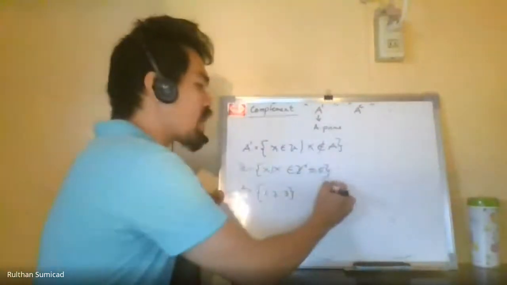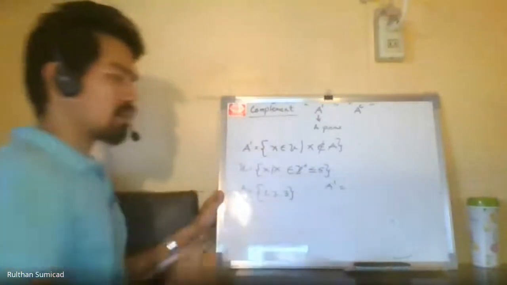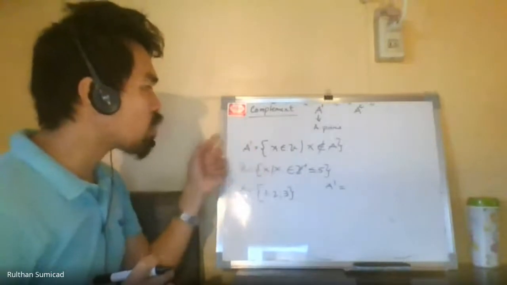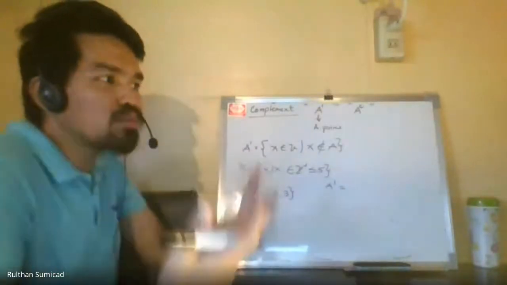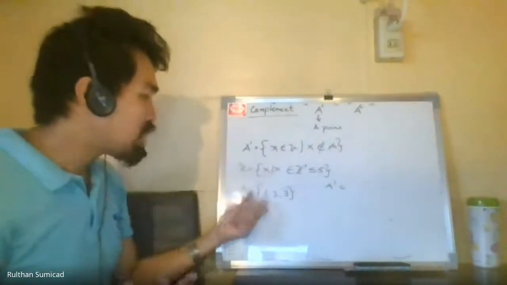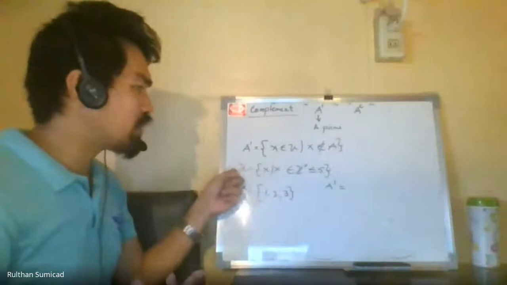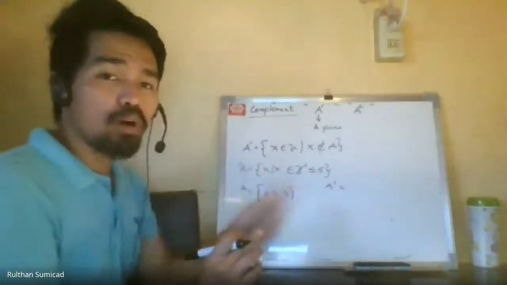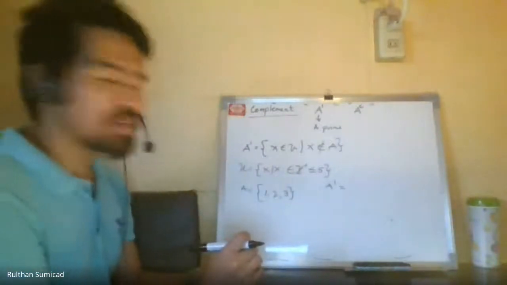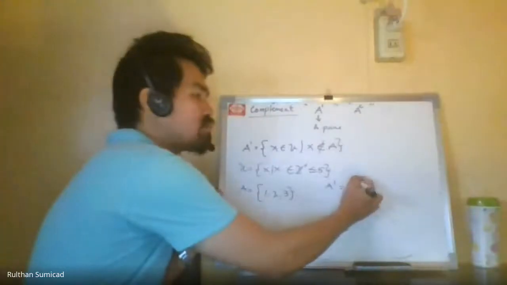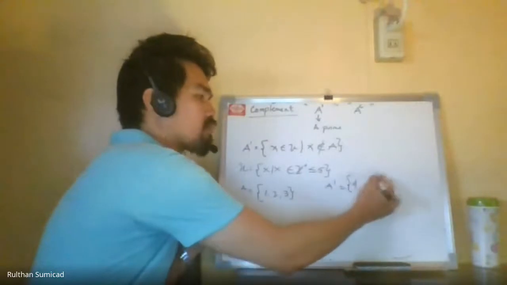Now, if you're asked what is A prime, according to this description, when you're talking about A complement or A prime, it refers to the elements found in the universe that are not found in A. So if our A here is 1, 2, 3, and our universe is Z plus less than or equal to 5, then what is our A complement? Who can give me the answer? 4, 5, sir. 4, 5. Okay, our answer is 4 and 5.